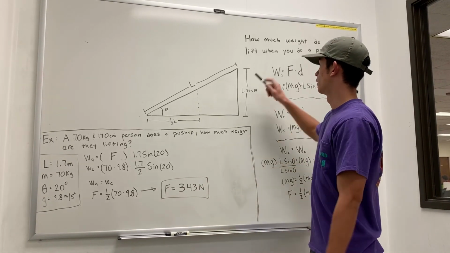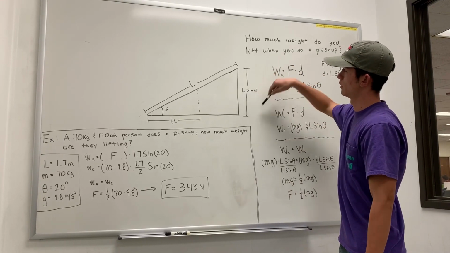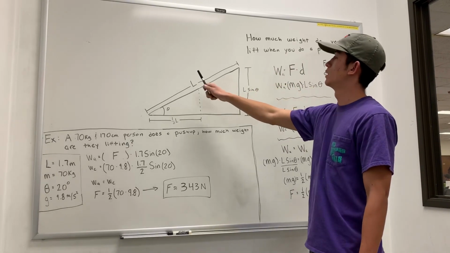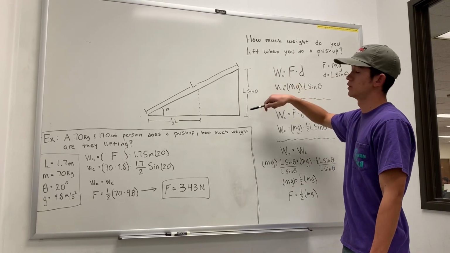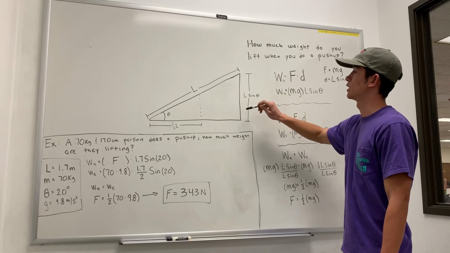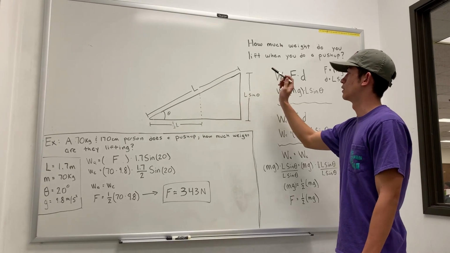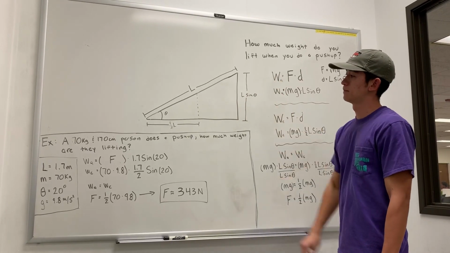The way we got this right here is we derived it from the total length of the human being. So this is the vertical distance, so we used trig, and we ended up getting the length of the entire human times sine theta.